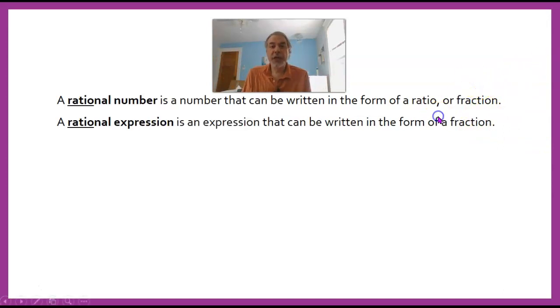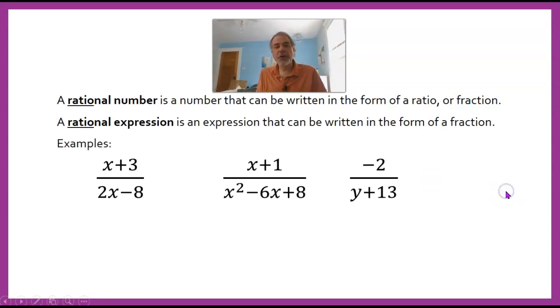A rational expression is an expression, like maybe involving a variable, that can be written in the form of a fraction. So here are some examples of rational expressions. x plus 3 over 2x minus 8, or x plus 1 over x squared minus 6x plus 8, or negative 2 over y plus 13.